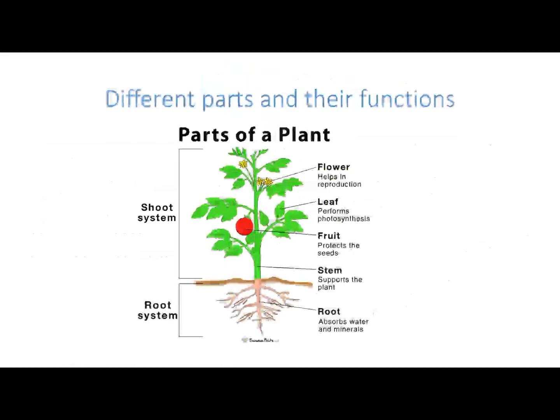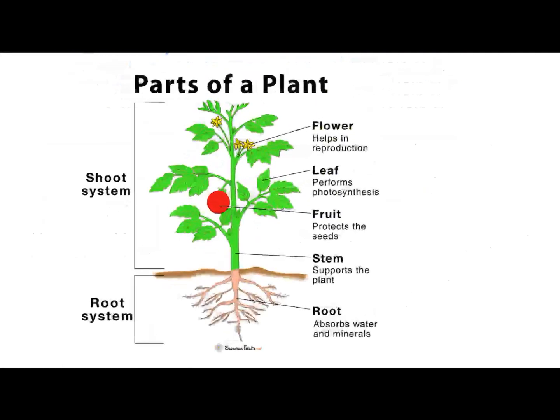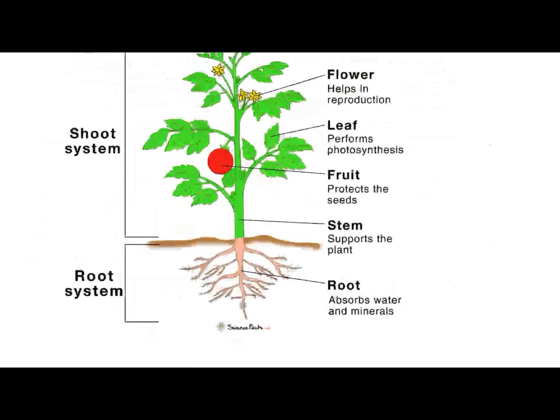Here you can see root system. This is the underground part of the plant that is not visible. Root absorbs water and minerals from the soil. It binds the soil and prevents soil erosion.